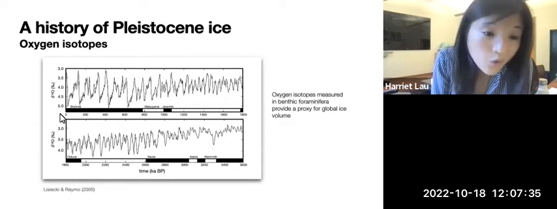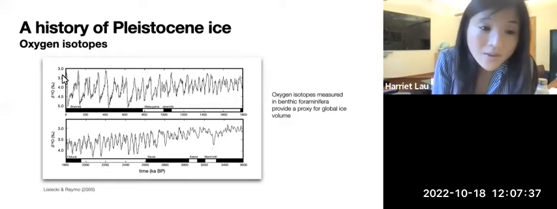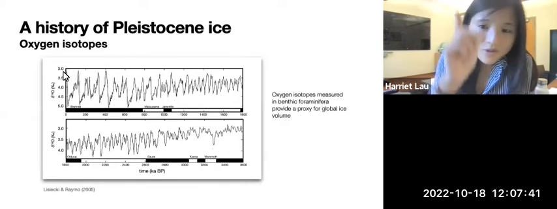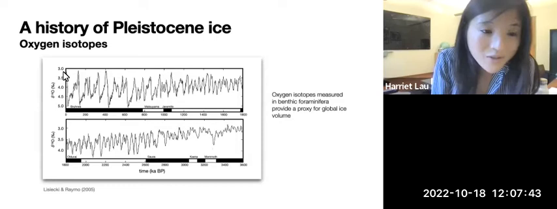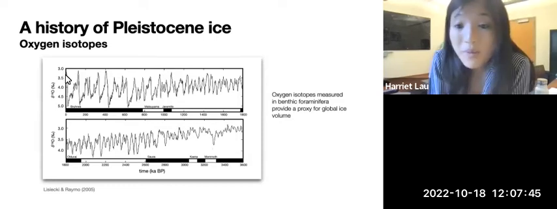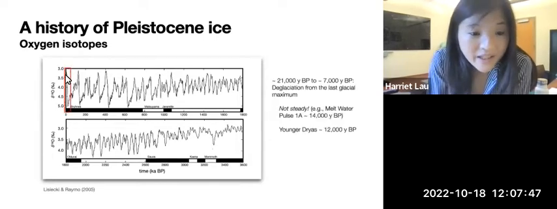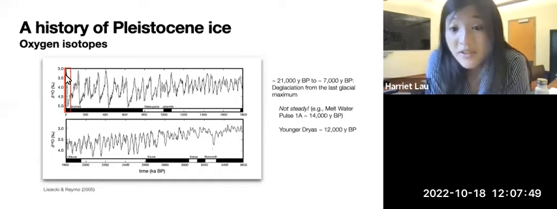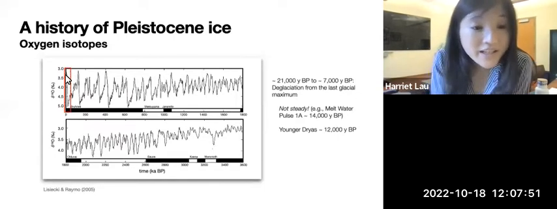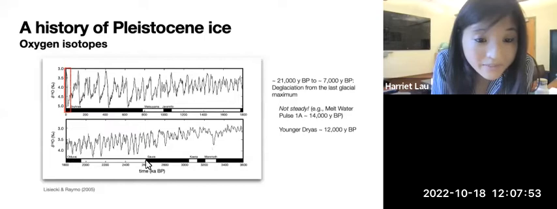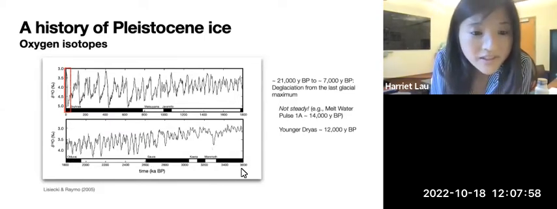On the y-axis, they often flip it so that upwards, or lower values of oxygen isotopes, means warmer times, right? Let's look at some of these notable features. Here we are today, and it goes back to about 3.6 million years ago here.